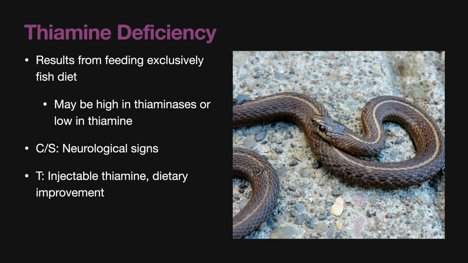Thiamine deficiency results from feeding an exclusively fish diet to fish-eating snake species. Fish can be high in thiaminases or low in thiamine itself, resulting in deficiency. It typically results in neurological signs that can be treated by injectable thiamine or dietary improvement.